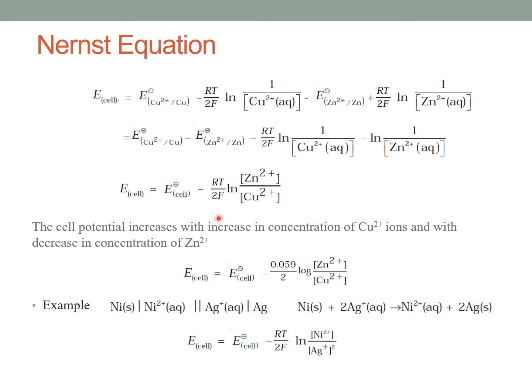If you look here, if the copper 2 plus ion concentration increases, the cell potential increases. If I increase this value, the total log value will be less, so it is E standard minus a very small value, and you will have a higher value of E cell. If I increase zinc 2 plus ions, this value becomes higher, so the subtraction value will be higher and your E cell will be lesser. So the cell potential increases with an increase in the concentration of copper 2 plus ions and with a decrease in the concentration of zinc 2 plus ions.